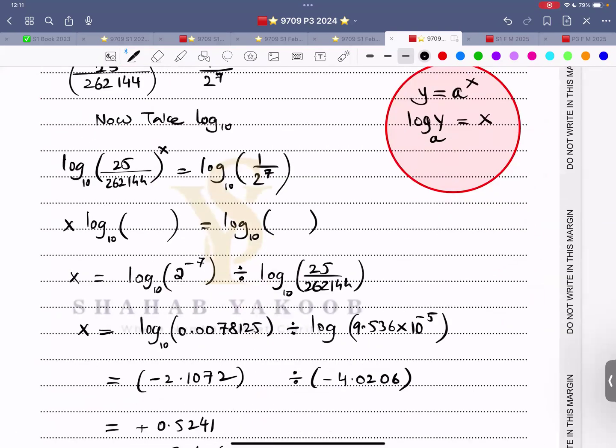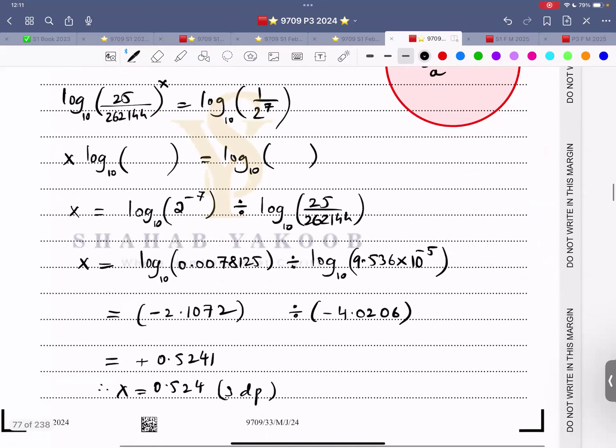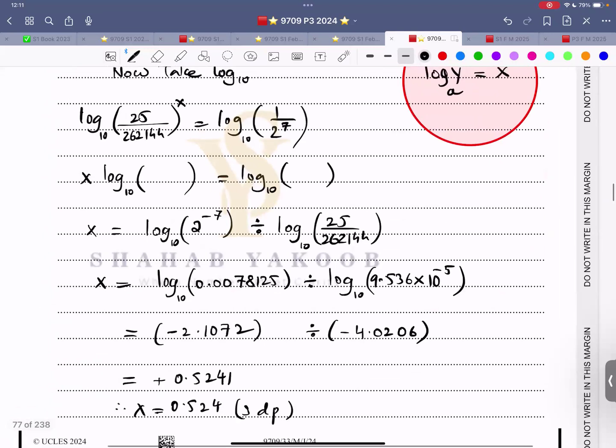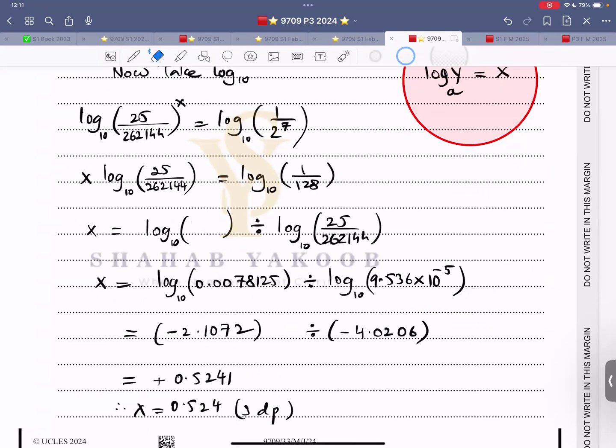And then this is like this, like this. And now look over here. So this is the same thing, 25 over 262,144. This is 1 over 128. And then you can write it in decimals also. Let me also write this thing as 1 over 128. And the rule that we apply over here is this thing.